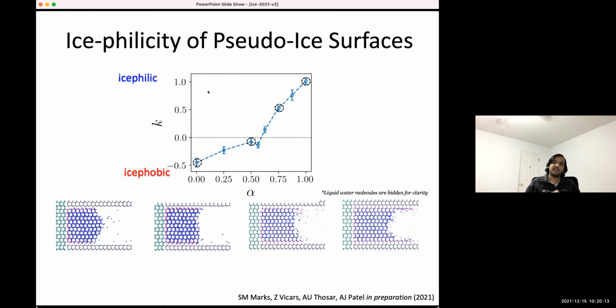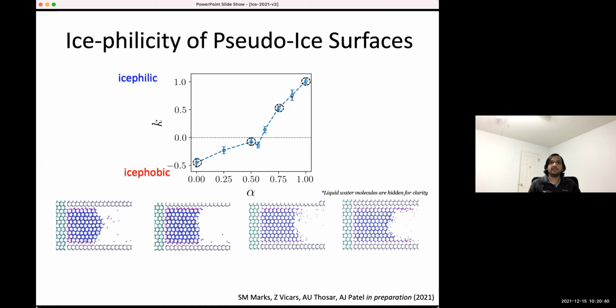When we first started thinking about this, it was not clear to us whether a non-polar surface, you think that it should not like water, but then it should not like ice either. So, it's not clear why it should like one more or less than the other. Right? So these results tell us that non-polar pseudo-ice surface actually is icephobic. It prefers liquid water over ice.